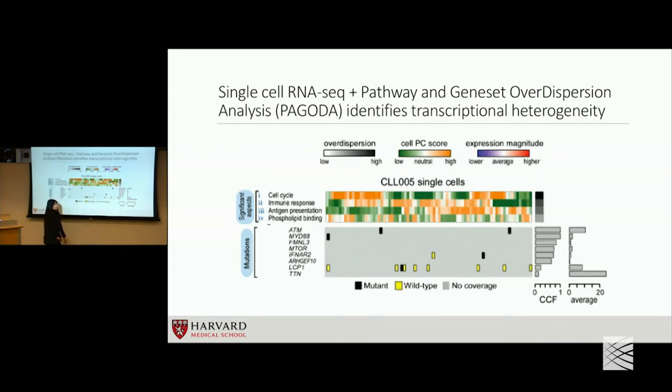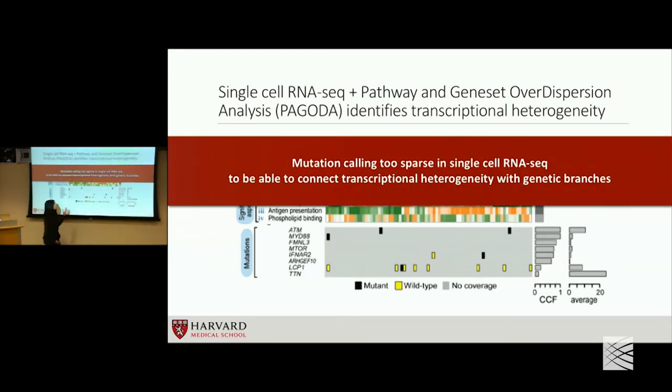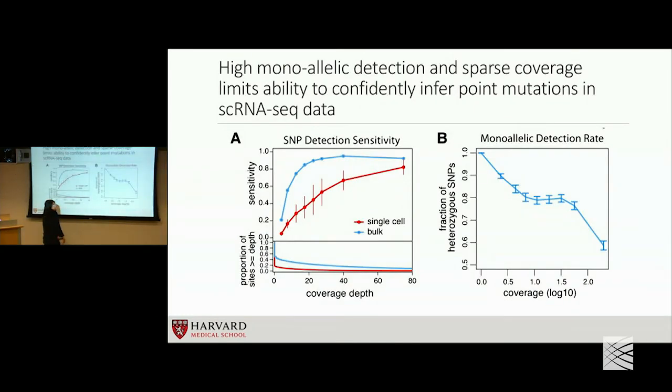And that really motivated us, because the mutation calling was so sparse from single-cell RNA-seq, to take a different targeted approach. I just wanted to make a point that this isn't because our sample was particularly poor or anything. We and others have also seen that monoallelic detection in single-cell RNA-seq is a very common issue.